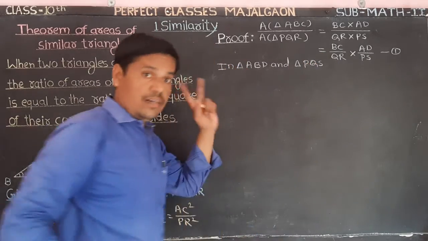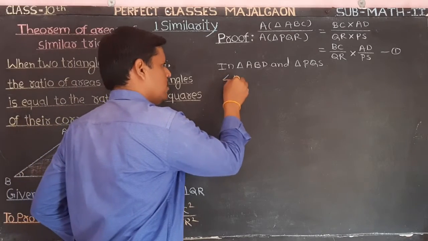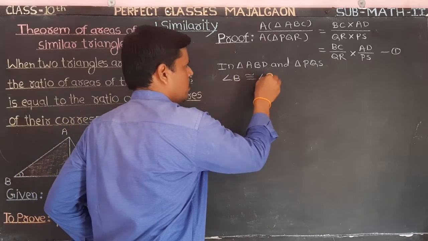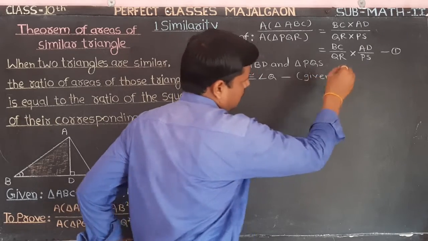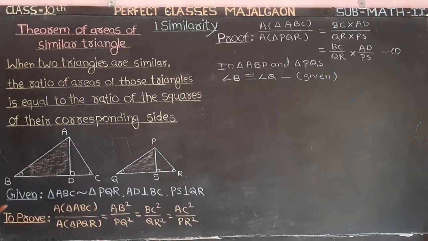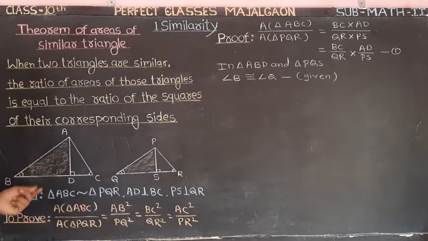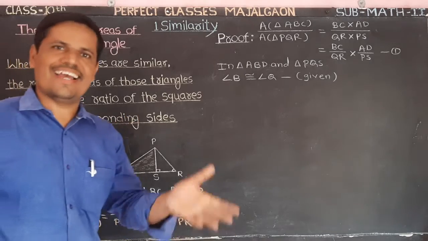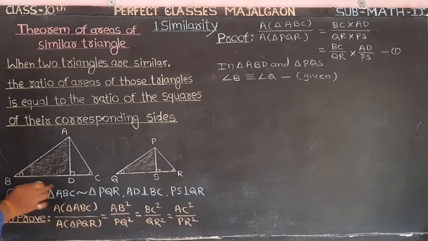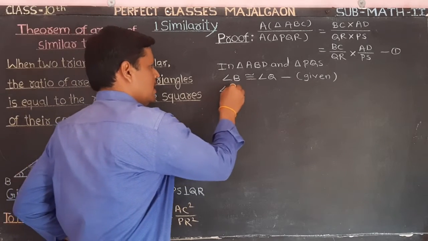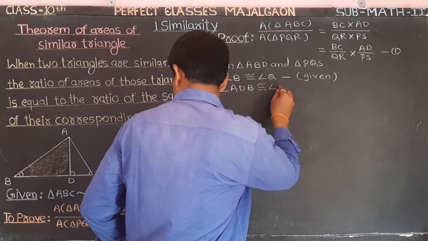In these two triangles, angle B is congruent to angle Q. This is given. These two are the congruent angles. Why are these two congruent angles? Because these two triangles are similar and the corresponding angles of similar triangles are congruent. Also, these are perpendicular. Therefore, angle ADB is congruent to angle PSQ.